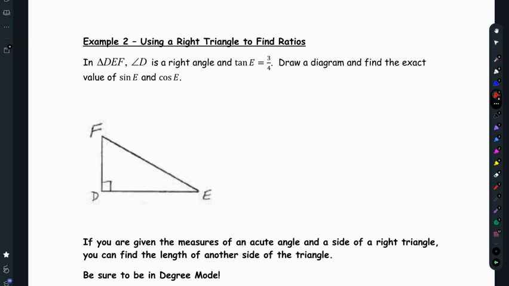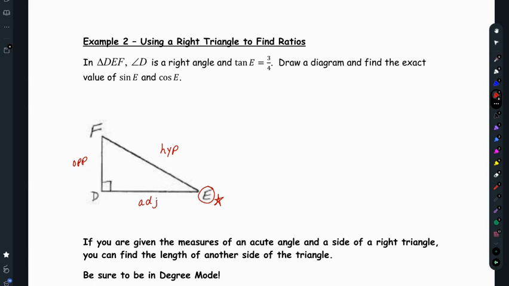Okay, so we're on page 2. This is example 2, and they give us our triangle. They tell us angle D is the right angle, and they tell me that the tangent of E is 3 over 4. So it's important to note right here that my angle of perspective is E. So I want to label my sides. Across from the right angle is going to be my hypotenuse. The leg opposite my angle is going to be this side right here. That's opposite. And the leg next to my angle is going to be right here.